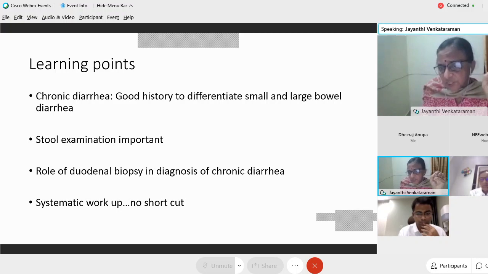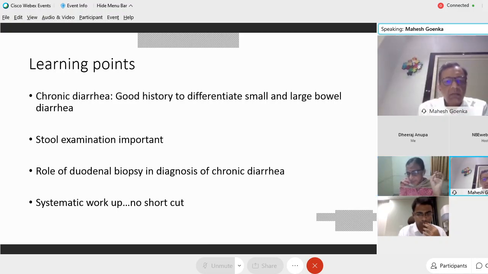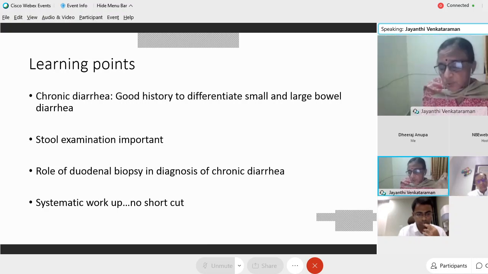A good history to differentiate small and large bowel diarrhea. Questions will be asked on stool examination. Nothing is routine. You have to go for a detailed evaluation. You must know the role of duodenal biopsy in making a diagnosis of chronic diarrhea, and always have a systematic type of workup. There's no shortcut.